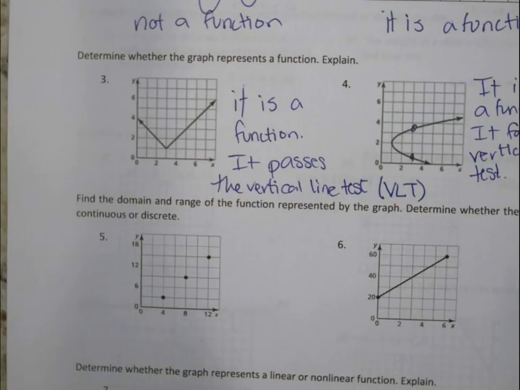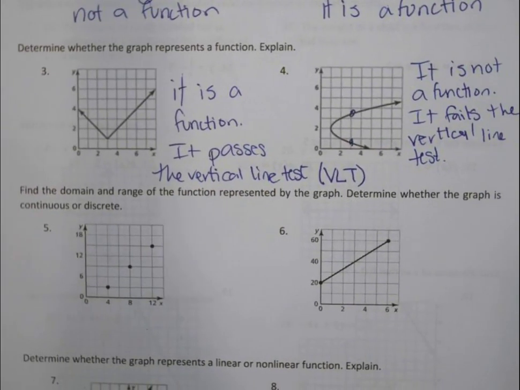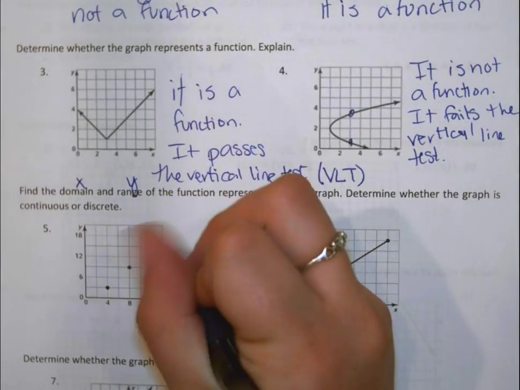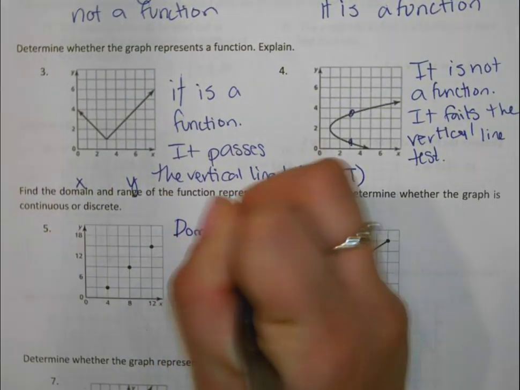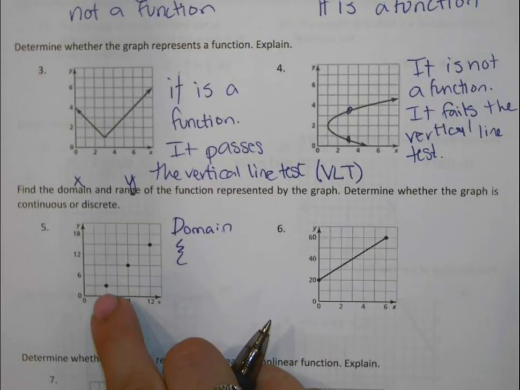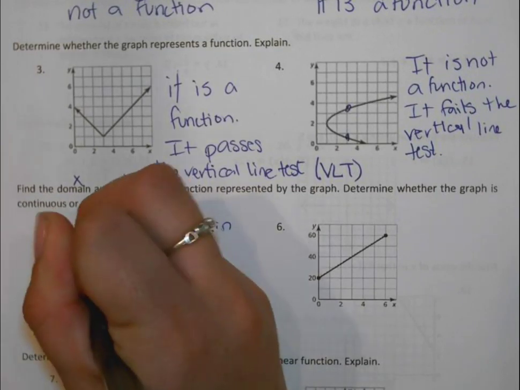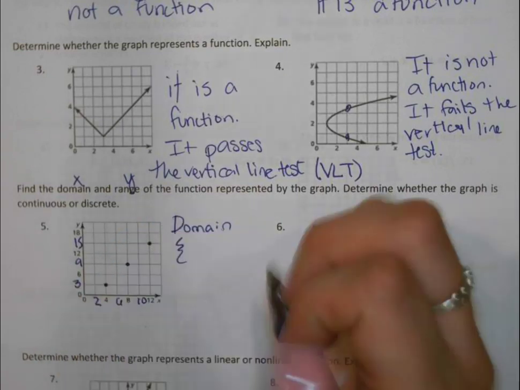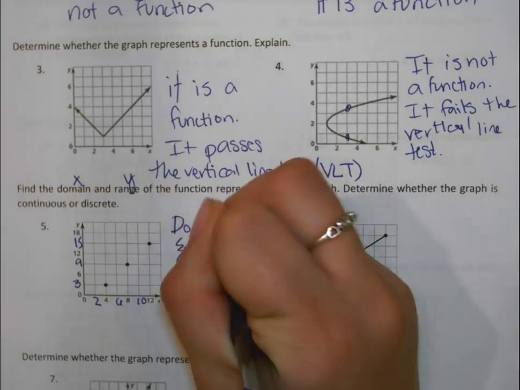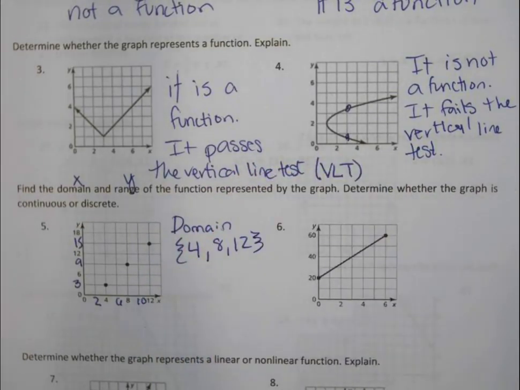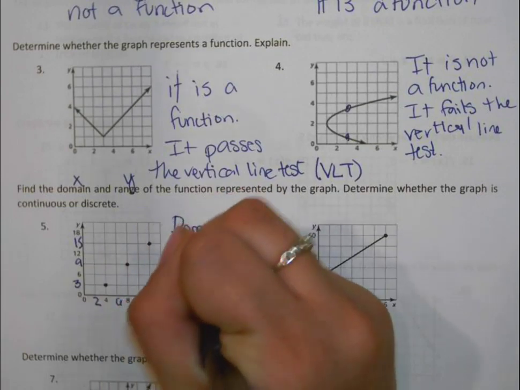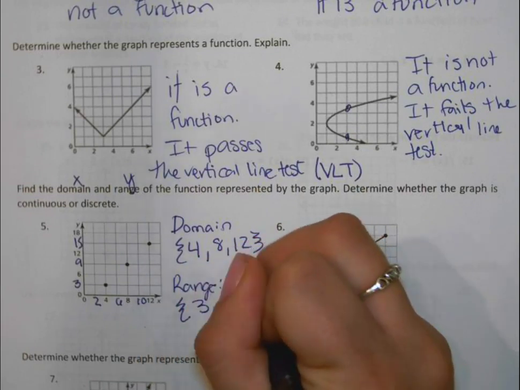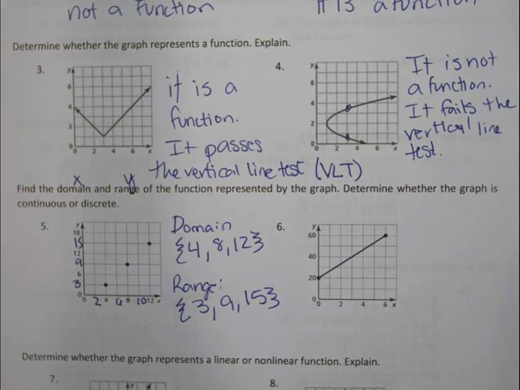Moving on, it wants me to find domain and range for 5 and 6. Domain is my x value, range is my y values. So if I take a look on number 5, for my domain, I'm just looking for the x values of those points. This one is counting by 3, so I'm going to fill in those missing points. And then the x's are counting by 2's. So my domain is going to be 4, 8, and 12. Those are the x values where I have points. And then my range is going to be 3, 9, and 15. Those are the y values for my points.